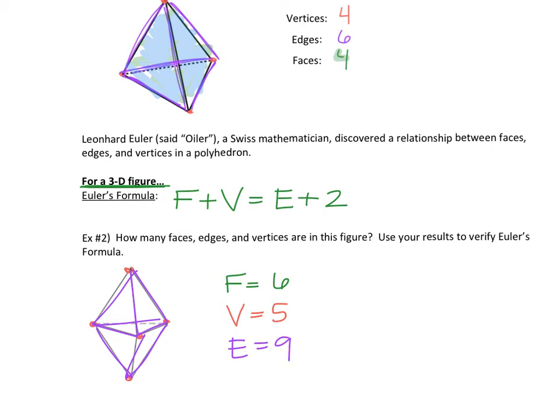9. Right. Okay, so we check it against Euler's formula. Faces plus vertices equals edges plus 2. 11 equals 11. It checks out.